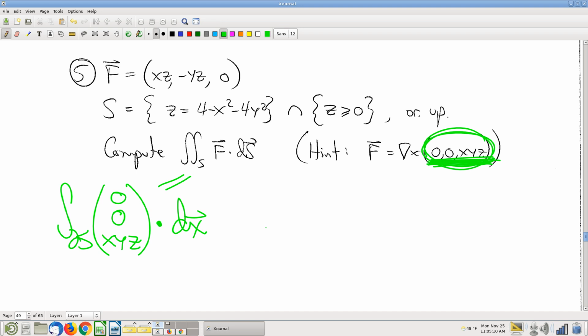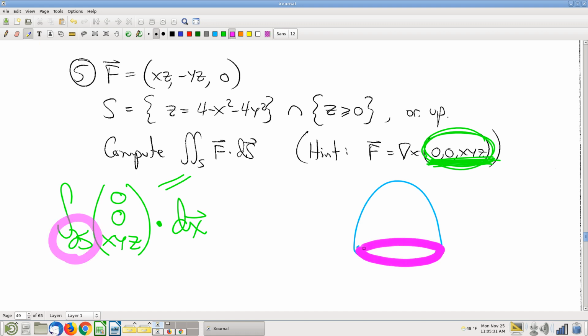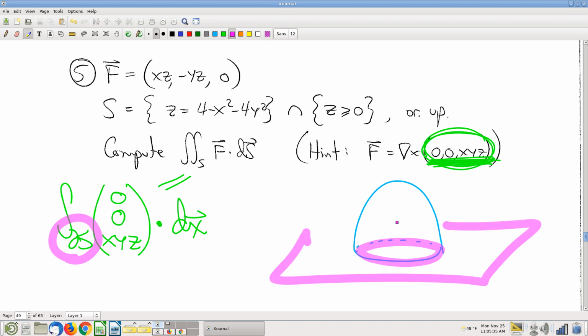Okay, now how is this a win? Well, it turns out there's some nice things you can say about dx. Let me remind you what this surface looks like. Our surface, again, is this. So that means that the boundary is like that. That boundary is entirely in the xy plane.